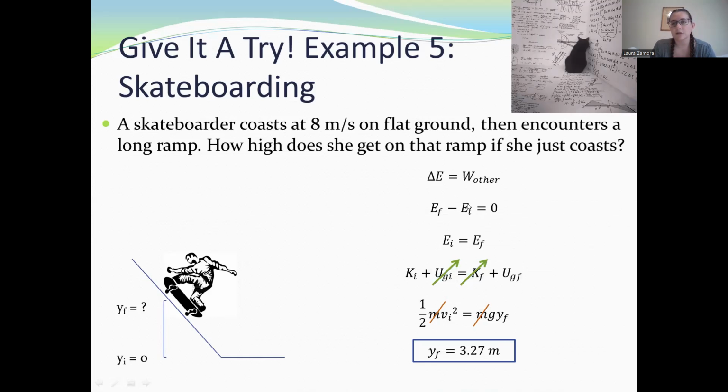So we can take this initial energy, move it over to the other side, and we'd have final energy equals initial energy. So that tells us that energy is conserved throughout the problem, and it will just change from kinetic to potential back to kinetic, but we're not losing any of that energy to things like heat or sound or friction, those types of things.